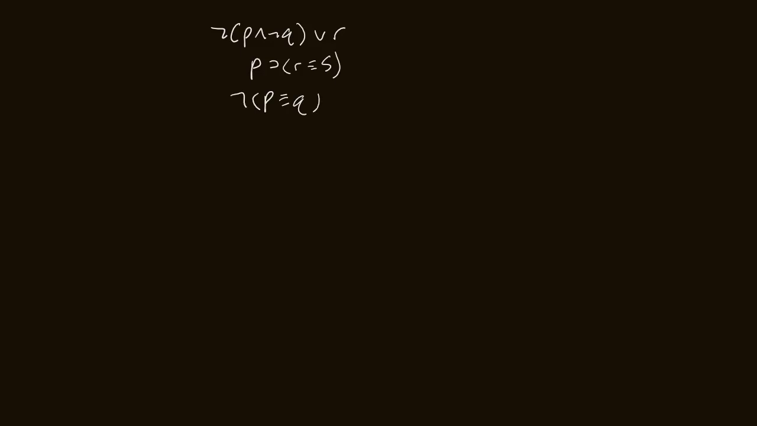So this is my argument. I'm going to write it to the side. I guess I should write this in a different color. Let's go blue. Why not? My argument is we have our premises. So we have P and not Q or R. Our other premise was what? If P, then R if and only if S. We want to claim that this syntactically entails not P if and only if Q.